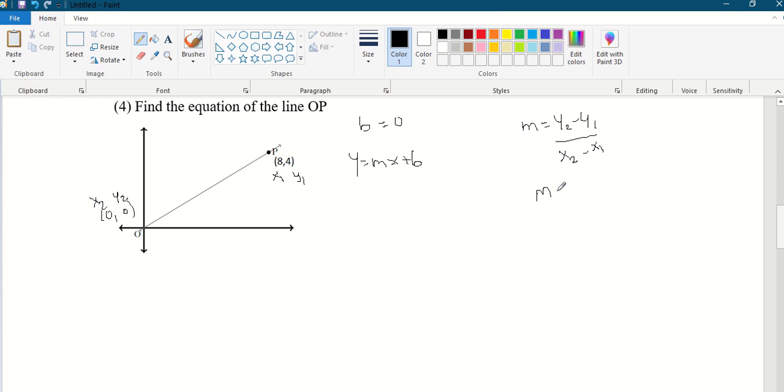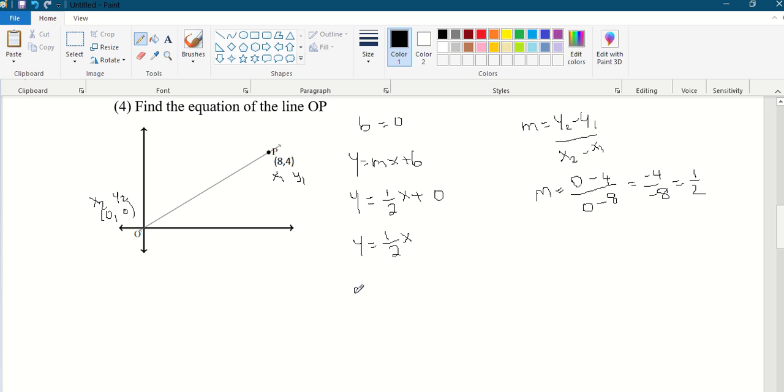So in our case, m will be y2 which is 0, minus y1 which is 4, over x2 which is 0, minus x1 which is 8. So we have negative 4 over negative 8, which is then positive 1 over 2. That's our slope. So the solution we have here is y equals m, which is half, x plus b, which is 0. So one of your multiple choice answers could look like this, but not necessarily.